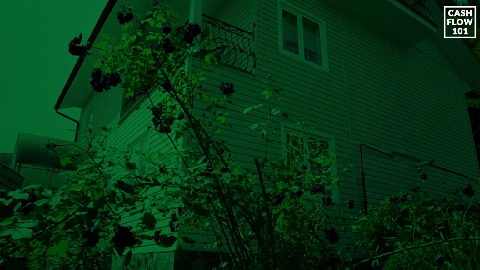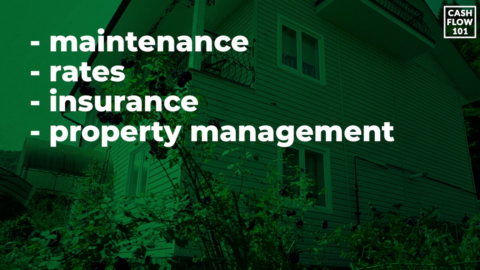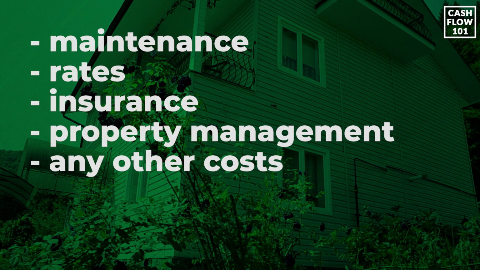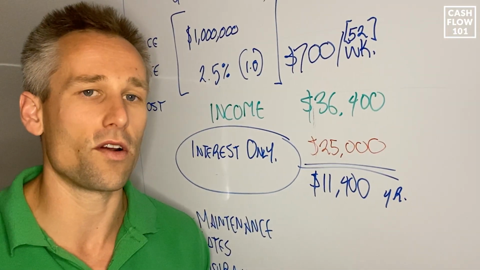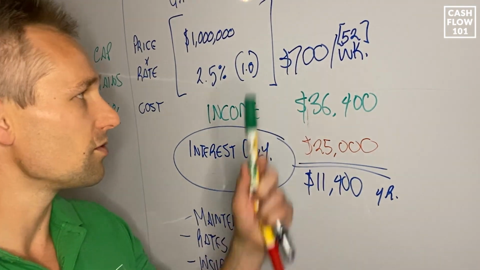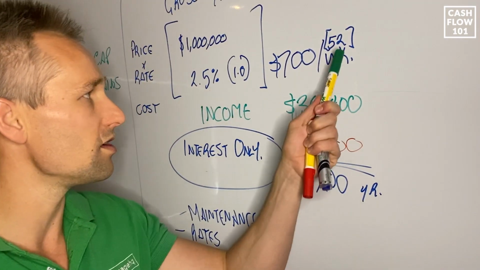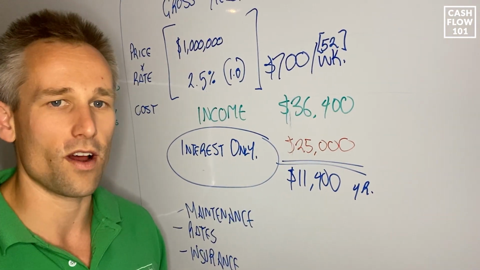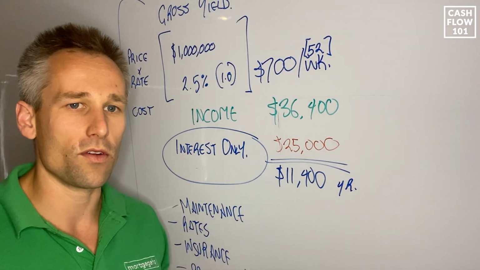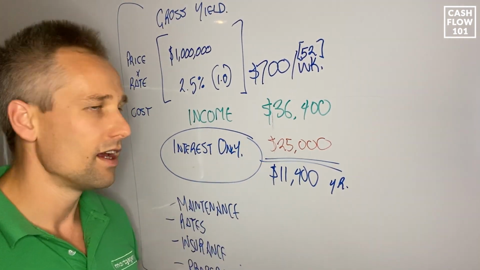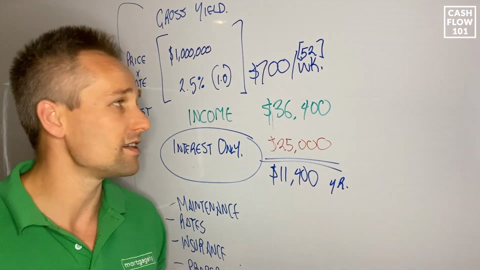Now that doesn't take into account the maintenance, the rates, the insurance, the property management fees, any other costs associated with the property. But you can see that when you do a quick and dirty calculation on a property, people want to know what the rental income is, and generally where, and if it's in a good area, whether you should use 52 weeks or 49 weeks, or they want to know what the interest rate is and for how long you probably can fix it on interest only. 5 years is generally pretty doable for most property investors.